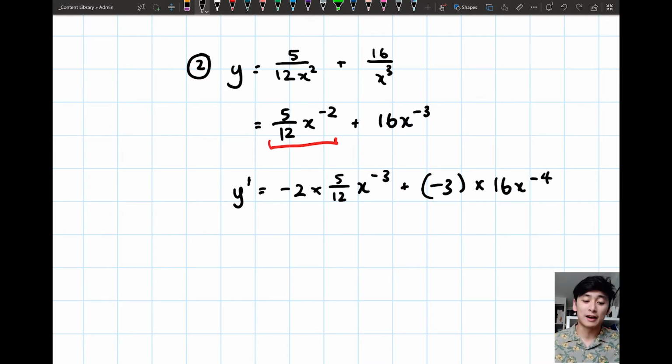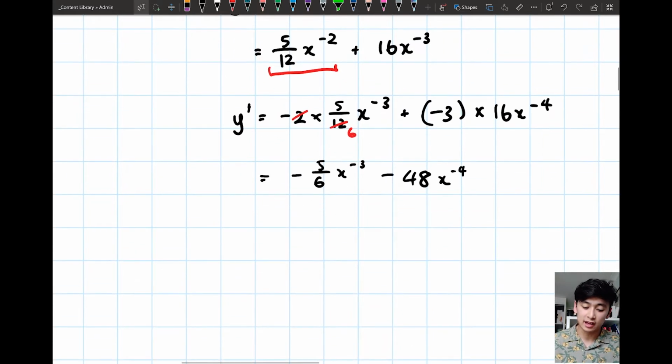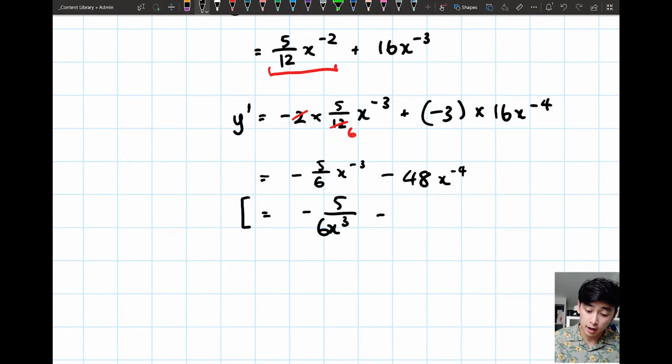Okay, from here I can simplify this a little bit. I can cancel out this 2 and that 12, and I get left over 6. So this becomes negative 5 over 6 x to the power minus 3 minus, because of that negative sign, 3 times 16 gives me 48, 48 x to the power minus 4. Now I can rewrite this without the negative powers. So this just becomes equals negative 5 over 6x cubed minus 48 over x to the power 4. Okay, so that's the first part.